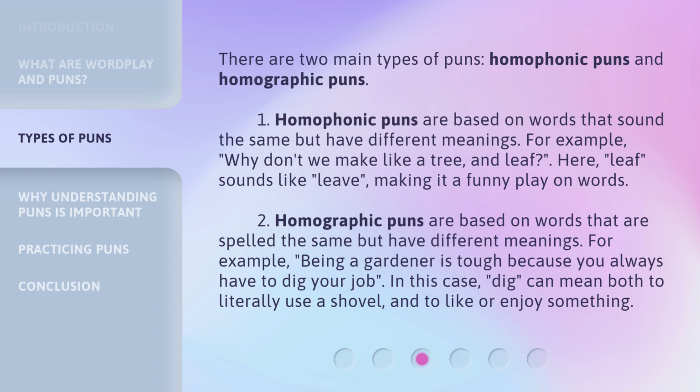There are two main types of puns: homophonic puns and homographic puns. 1. Homophonic puns are based on words that sound the same but have different meanings. For example, why don't we make like a tree and leaf? Here, leaf sounds like leave, making it a funny play on words. 2. Homographic puns are based on words that are spelled the same but have different meanings. For example, being a gardener is tough because you always have to dig your job. In this case, dig can mean both to literally use a shovel and to like or enjoy something.